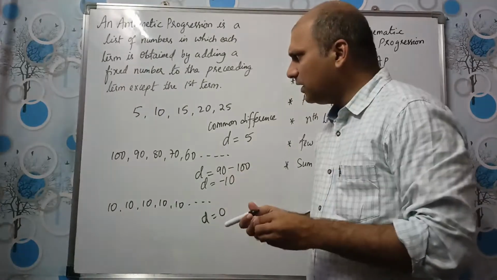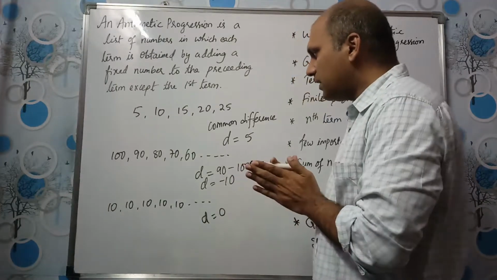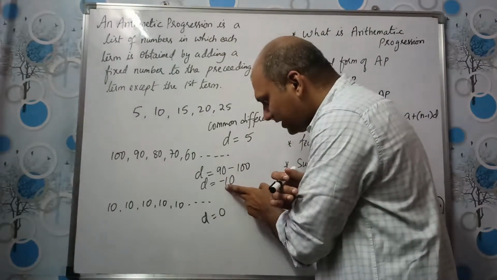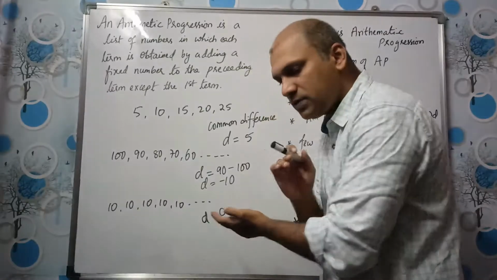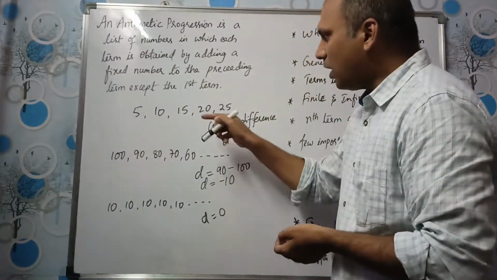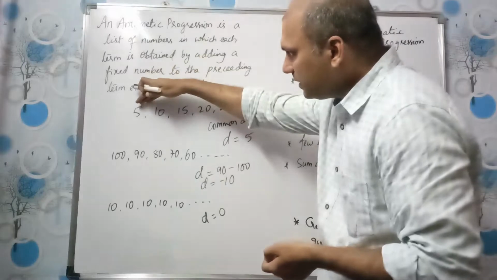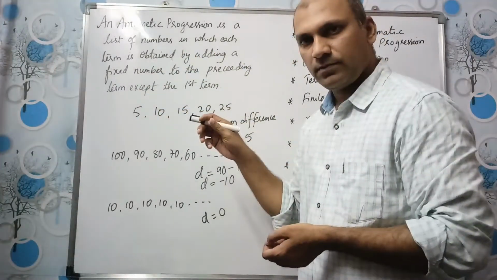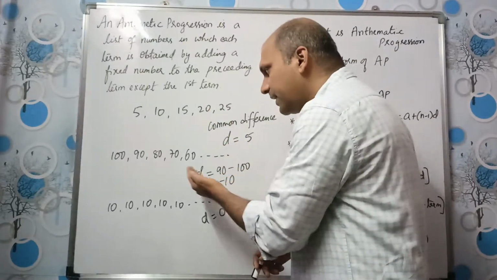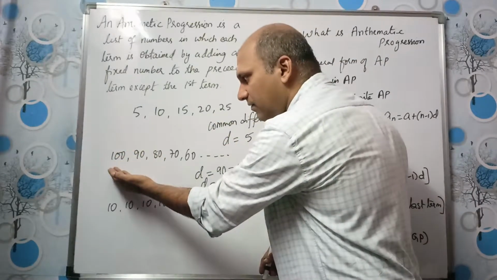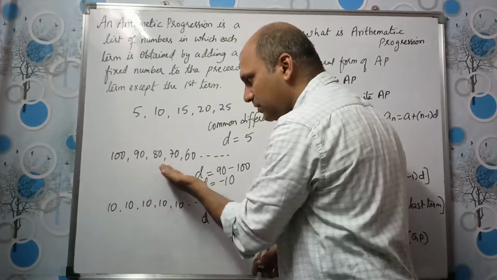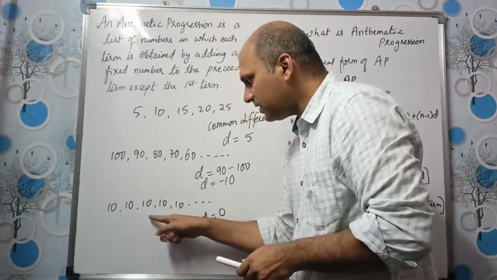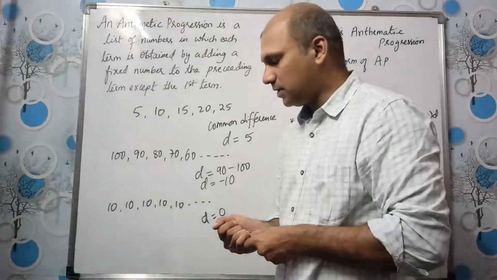So what did we learn from these three examples? The common difference can be positive, it can be negative, and it can also be equal to 0. If the common difference is positive, the numbers will be increasing, see 5, 10, 15, 20, 25. If the common difference is negative, the numbers will be decreasing, like 100, 90, 80, 70, 60. If the common difference is 0, you will have the same terms.